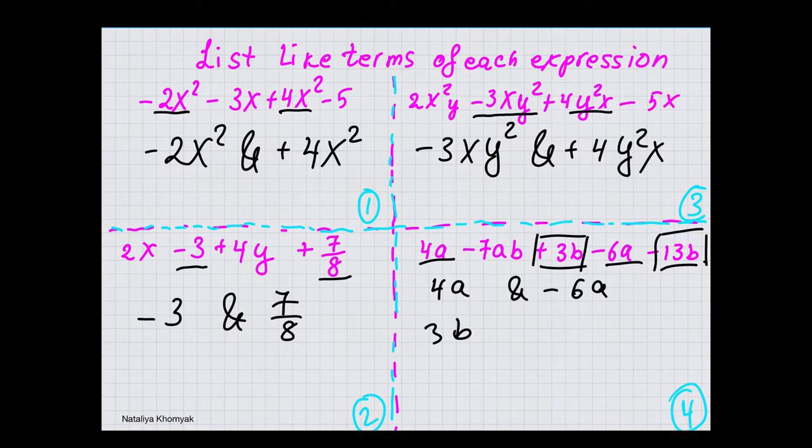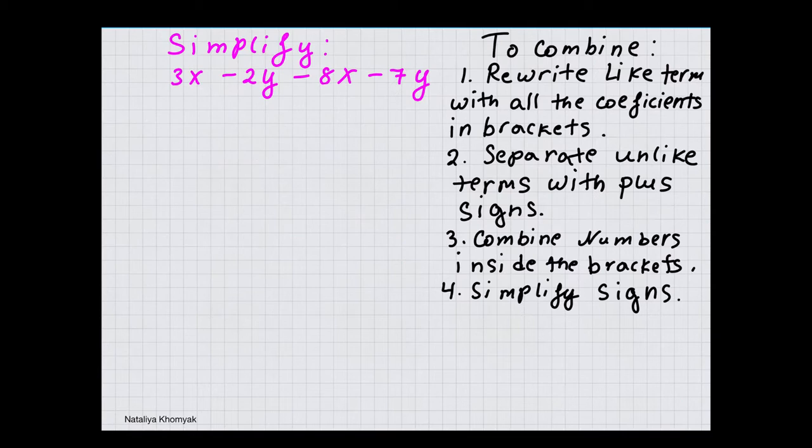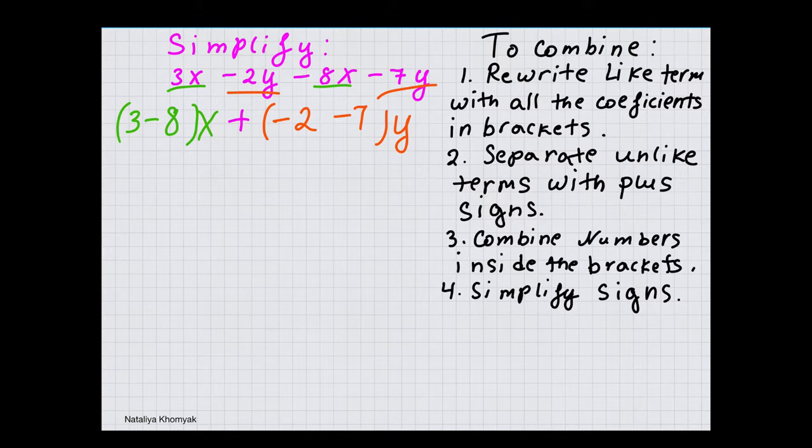And we also have 3b and negative 13b. In order to simplify this expression, we want to rewrite each of the variables. So we have x and put all the coefficients inside of the parentheses, 3 minus 8. So that's our first like term. Separate our calculations by a plus. And the next like terms are y's. So we have negative 2, negative 7.